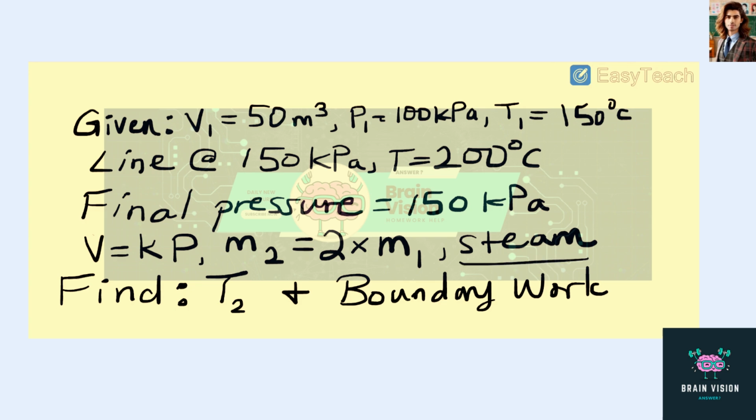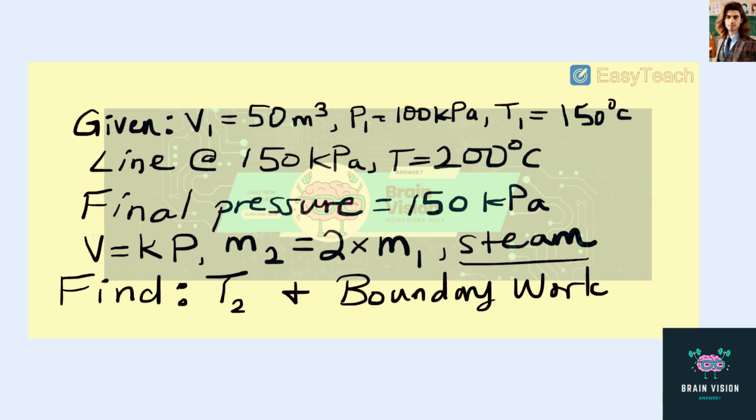Hi everyone, so what we have is a balloon that is filled with steam at an initial volume of 50 cubic meters, an initial pressure of 100 kPa, and an initial temperature of 150 degrees C. There is a supply line at 150 kPa and a temperature of 200 degrees C that is actually filling up this balloon with more steam.